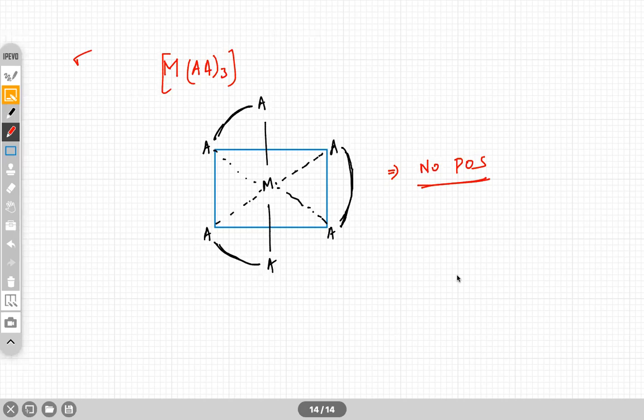Okay, the same logic you can apply to this complex also, MAA2 type. The only difference is what? This AA2 is fine. We can have two monodentates.